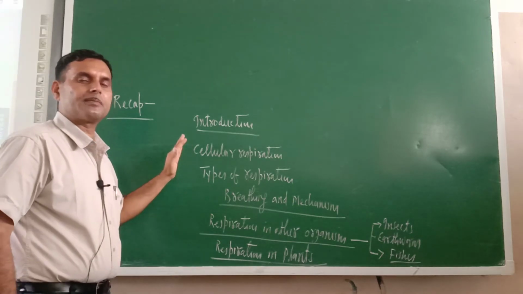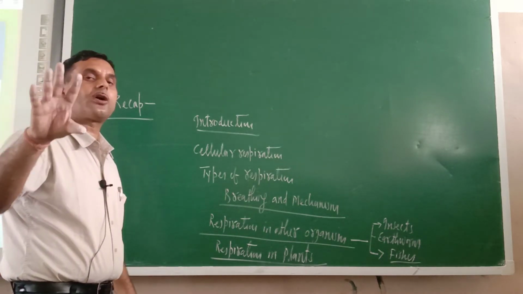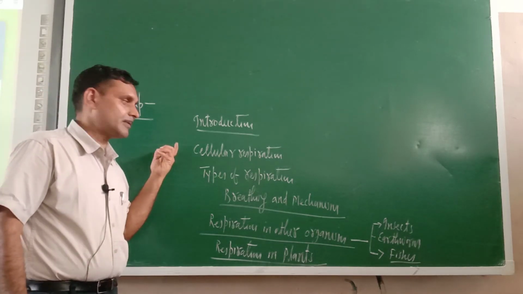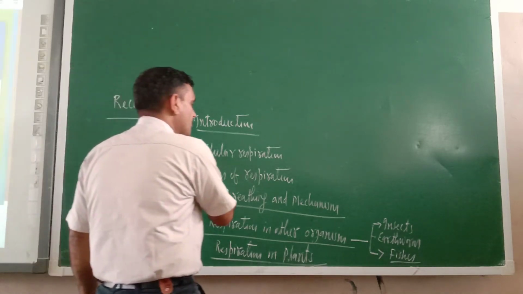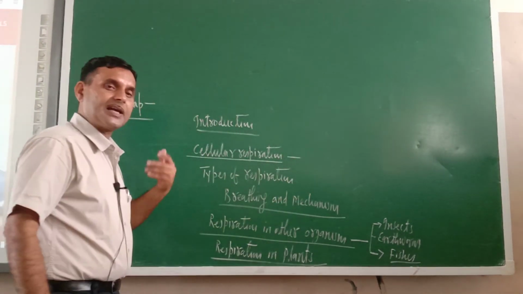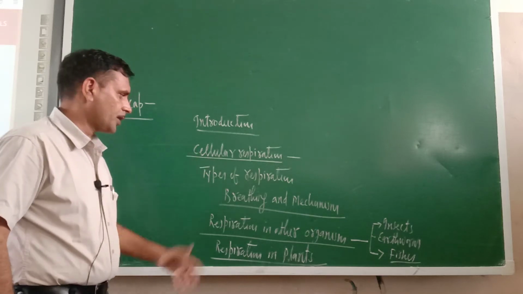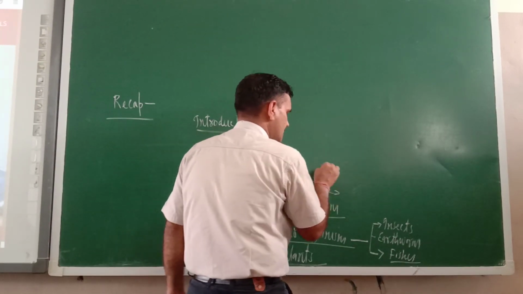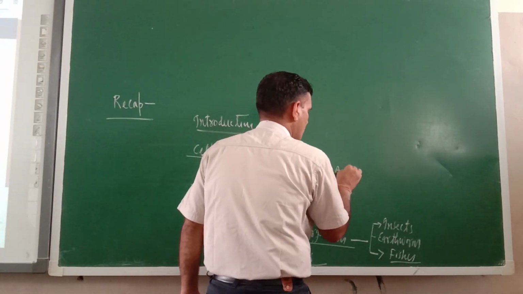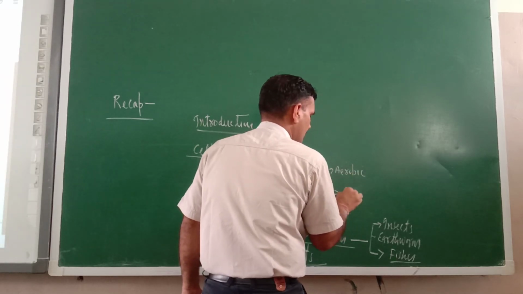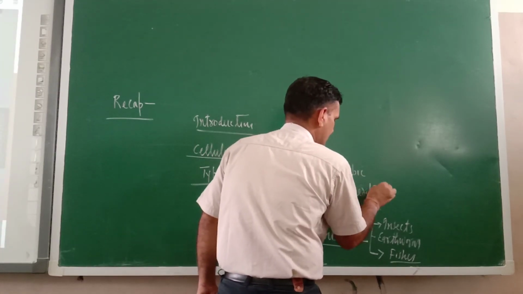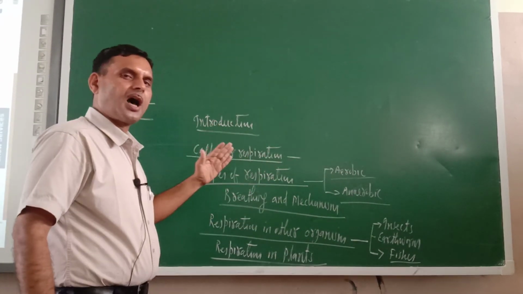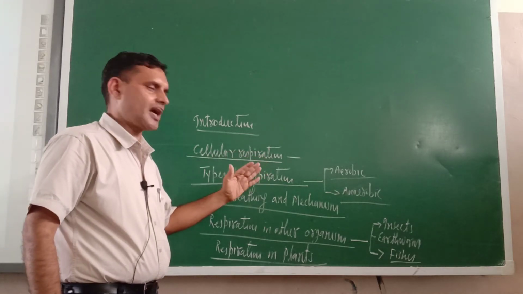I started the chapter with the introduction. In the introduction, I taught you the need of respiration. Why do we respire? So the need I have explained, and after that I told you the meaning of cellular respiration and why it is called cellular respiration. Then I taught you types of respiration. Basically there are two types of respiration: aerobic and anaerobic. So their definitions, their differences, almost all aspects of aerobic and anaerobic respiration I have covered.